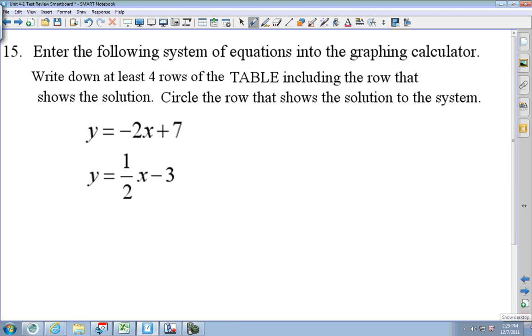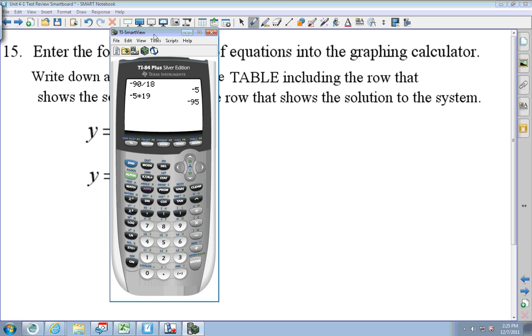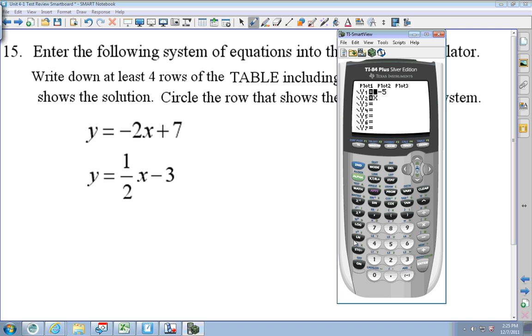The next one says, enter the system of equations in calculator. Write down at least 4 rows of the table, including the row that shows the solution, and circle the row that shows the solution. Okay, so I'm going to go to y equals and put in there negative 2x plus 7. And down here, I'm going to put in 1/2 x minus 3.